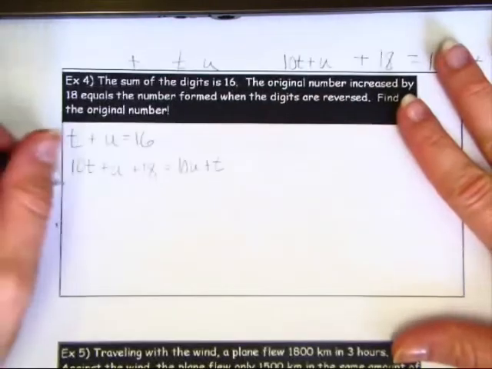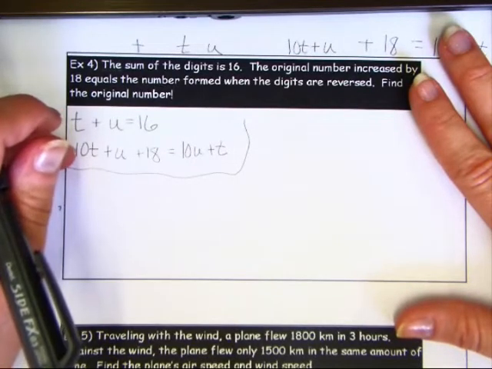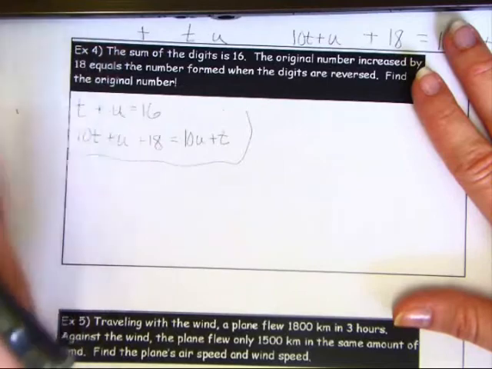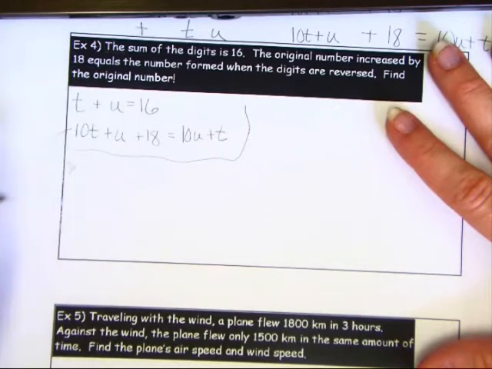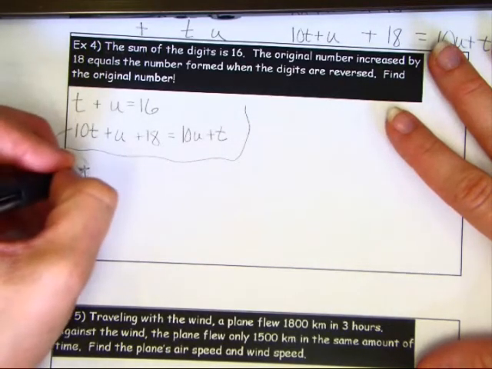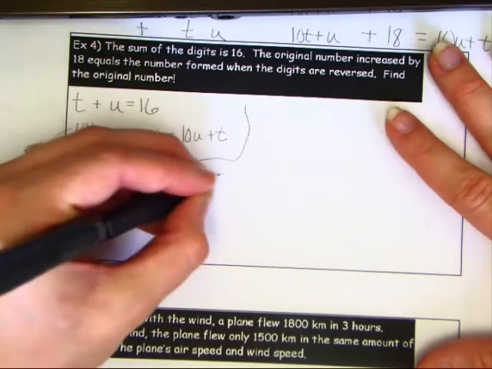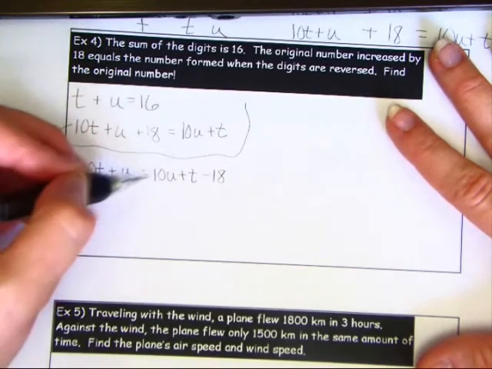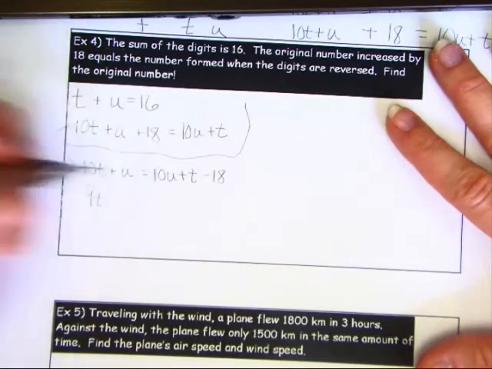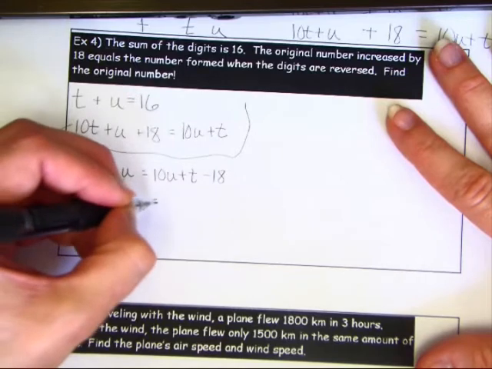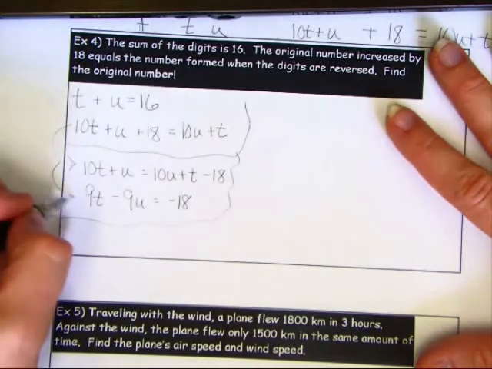All right, two equations, two variables. I'm going to save my first equation, and this bottom equation I'm going to fix up a little bit. Because we've done substitution this whole time, this time let's mix it up and do elimination. So I'm going to work on this bottom equation. That's going to be 10t plus u equals 10u plus t minus 18. I'm taking the 18 over. And now let's take the u's and the t's over. Taking the t to the left, I get 9t. Taking the 10u to the left, I get minus 9u equals negative 18. Can you see how I fixed up the bottom equation?